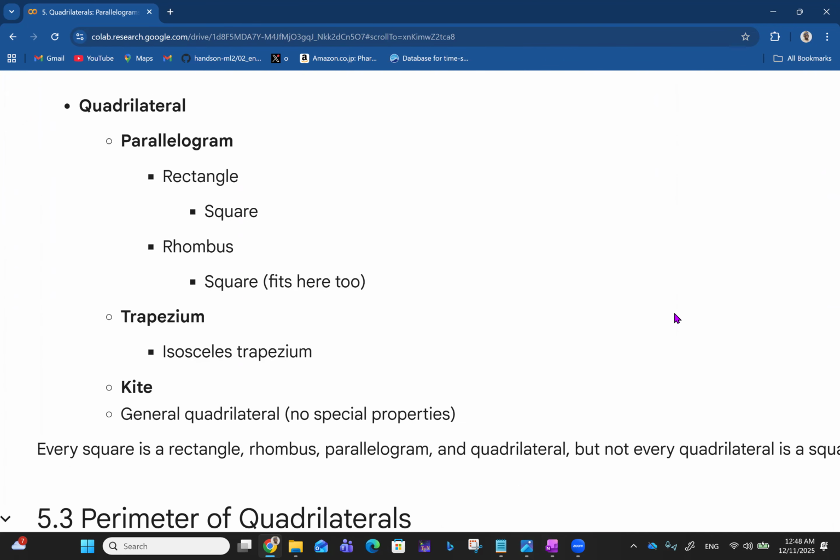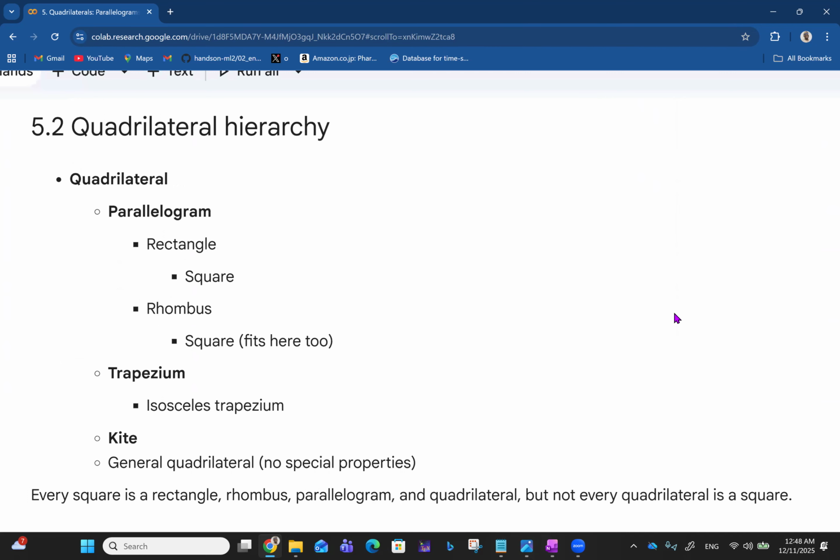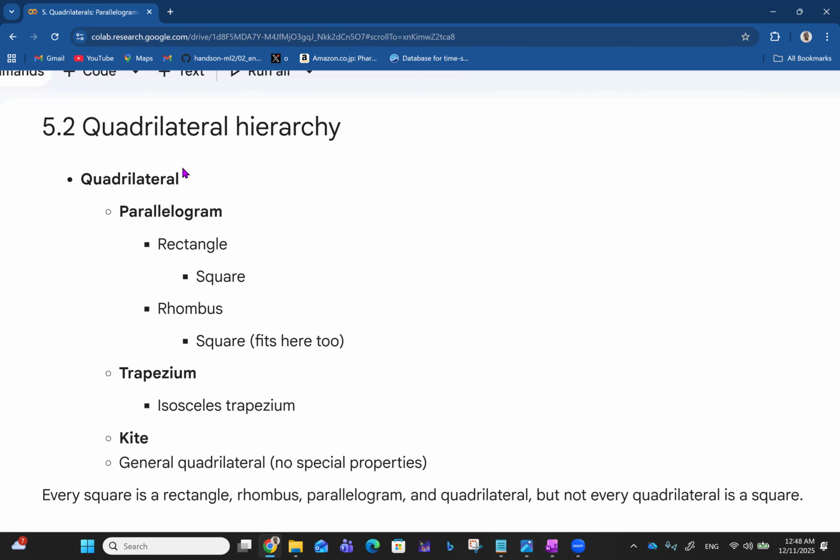And thankfully, we've seen what the differences look like. So let's talk about quadrilateral hierarchy. What's the hierarchy like? Generally speaking, we have quadrilateral, and then you have a group. You can basically group them into parallelogram, trapezium, kite, and general quadrilateral. Under parallelogram, you have rectangle. So a rectangle is a type of parallelogram. And then under rectangle, you have square. A square is a type of rectangle, right? Then of course you have rhombus. A square also fits under rhombus. So a rhombus is a type of parallelogram too.